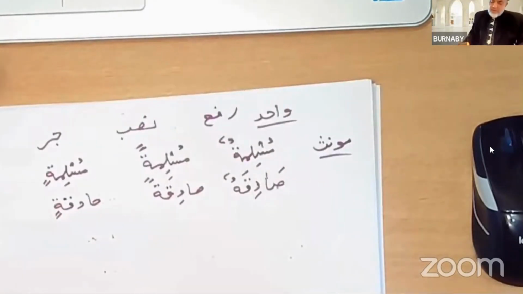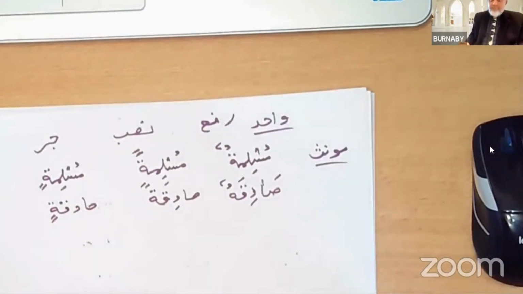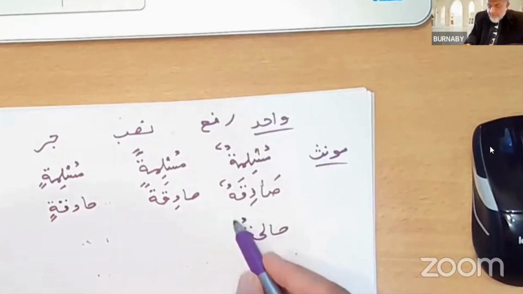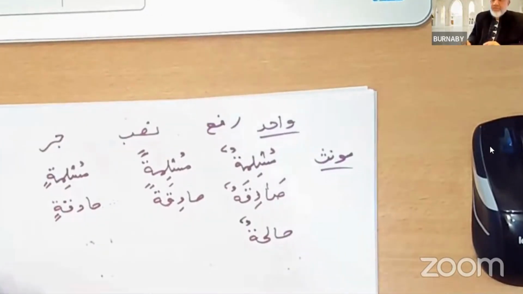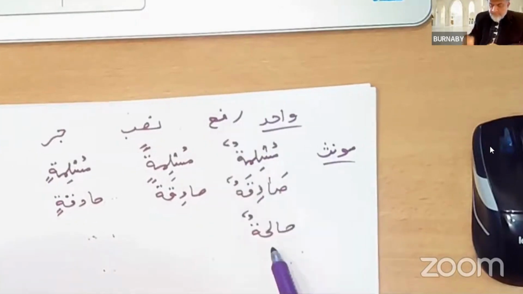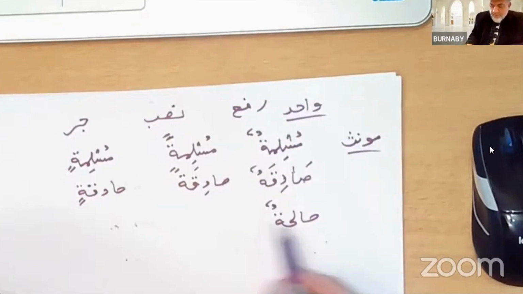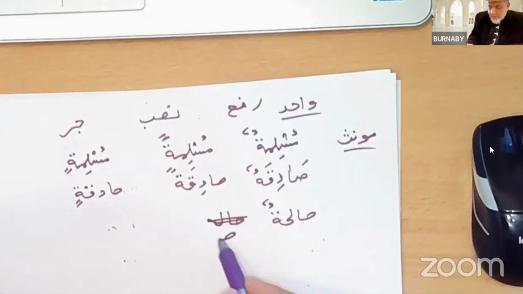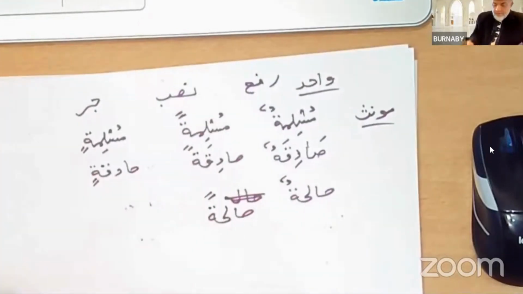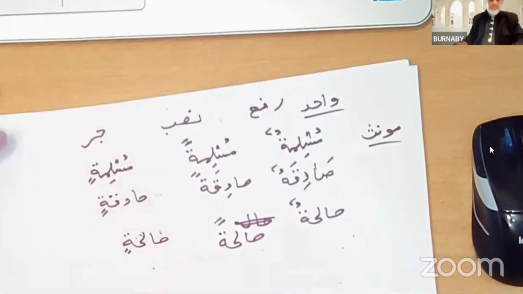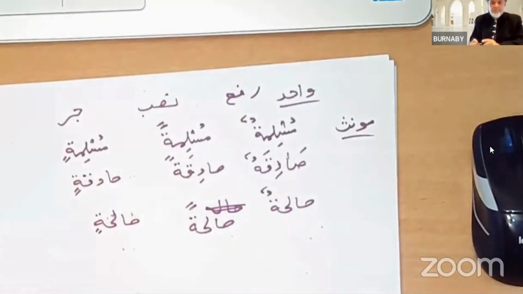Very good job. Okay, Sister Farina, we have Salihatun. Salihatun is the female of Salihun. Yes. Okay. Is Salihatun Rafa? Yes. Can you give me the Nasab of Salihatun? Salihatan. Okay, good. And the Jar? Salihatin. Okay. Are we good? Yes.